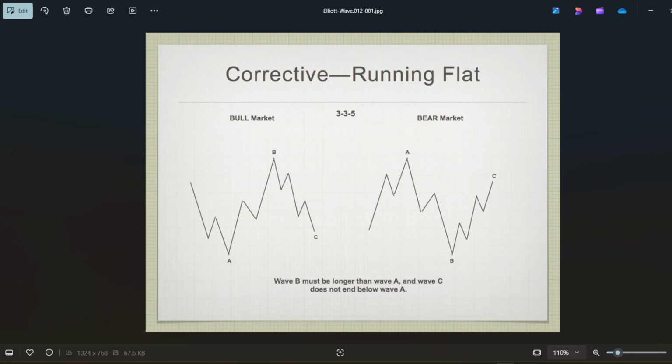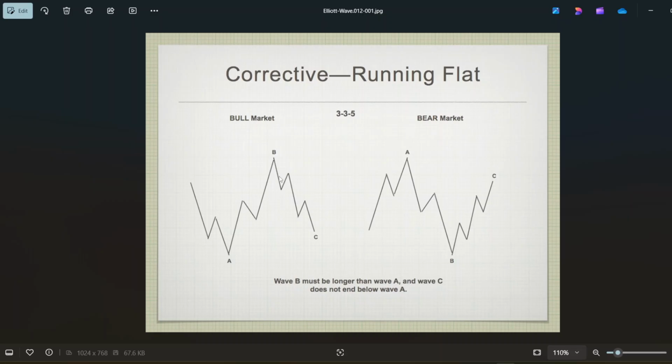Now that you know what a running flat is, let's quickly talk about how to identify it on a price chart. Now, you have to look for the 3-3-5 structure. Unlike impulsive moves, a running flat consists of 3 waves in A, 3 in B, and 5 in C. Okay, if you spot this formation, you are on the right track. All right, now you have to watch out for wave B.